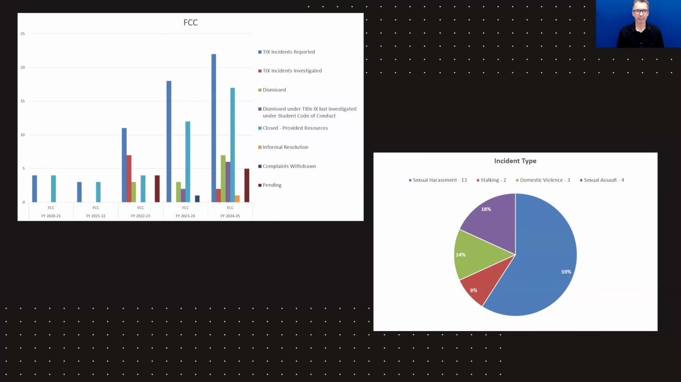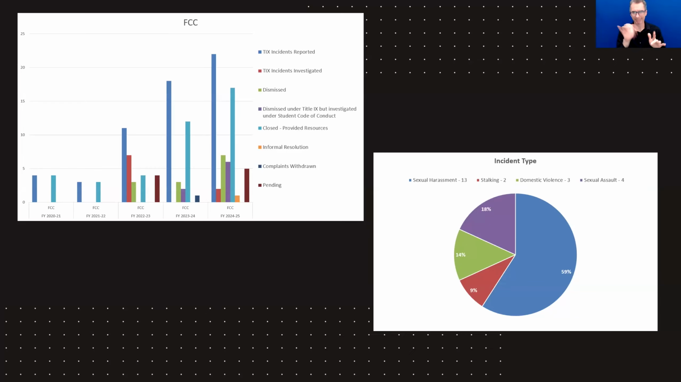So this slide shows the data that we have received over the last 5 years for Title IX incidents that have been reported in regards to Fresno City College. In the 2024-2025 school year, we received about 22 Title IX reports, and those involved allegations of sexual harassment, stalking, domestic violence, and sexual assault.